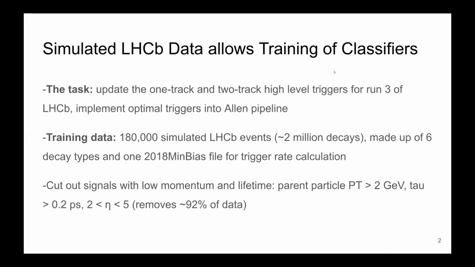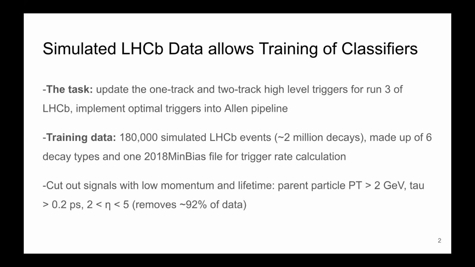Now, here's a high-level overview of the computational task that we're trying to accomplish. We want to make high-level triggers that tell us what decays are interesting and what decays are not interesting from the Run 3 LHCb data. We have one-track decays and two-track decays. Once we have these optimal triggers, we want to incorporate them into the algorithm pipeline for LHCb called Allen.